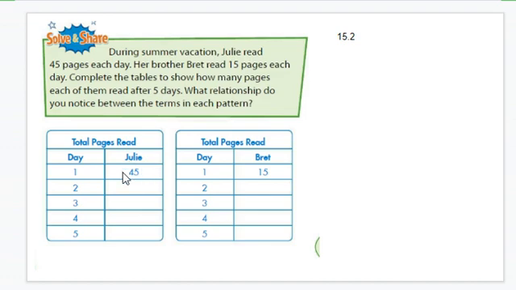So Julie is 45 each day, so the rule for Julie is to add 45. So 45 plus 45 would be 90, so she read 90 on day 2. And then 90 plus 45 is 135, is how much she read on day 3. Might be easier if I just do a text box. Let's try that.